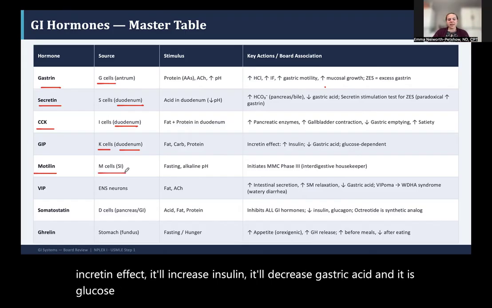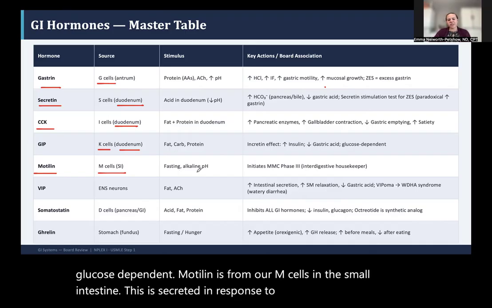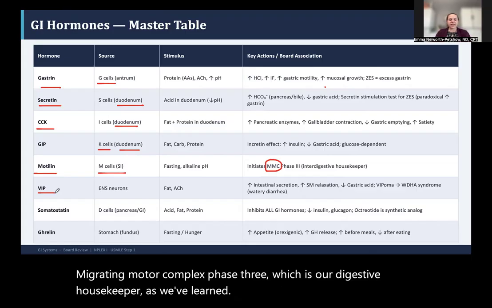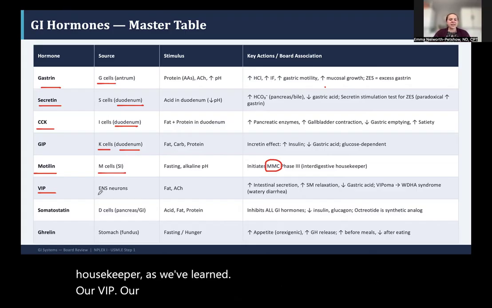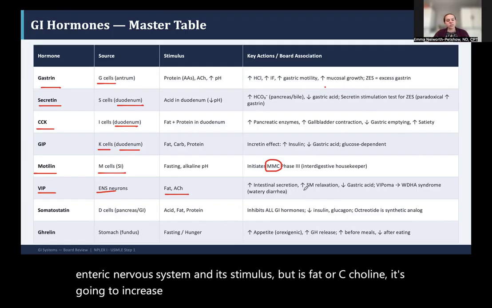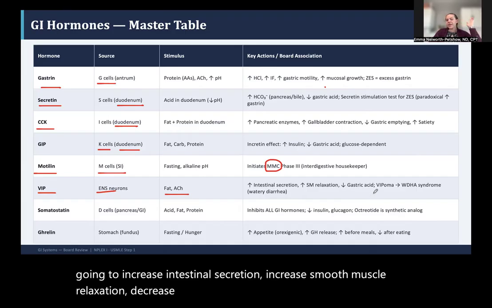Motilin is from our M cells in the small intestine. This is secreted in response to fasting or an alkaline pH, and it's going to initiate our migrating motor complex, phase 3, which is our digestive housekeeper, as we've learned. Our VIP, vasoactive intestinal peptide, comes from our enteric nervous system, and its stimulus is fat or acetylcholine. It's going to increase intestinal secretion, increase smooth muscle relaxation, decrease gastric acid, and in a VIPoma, you can see watery diarrhea.